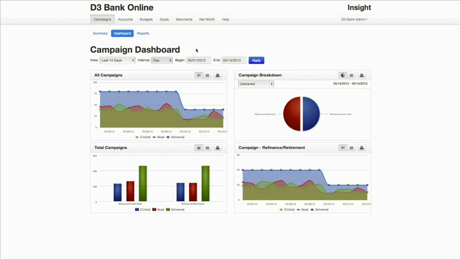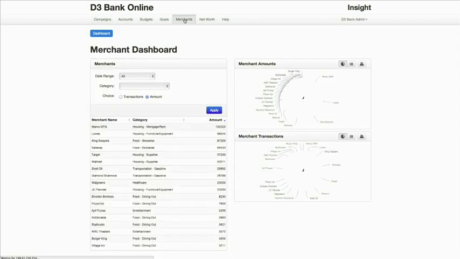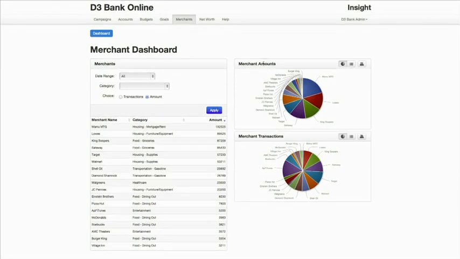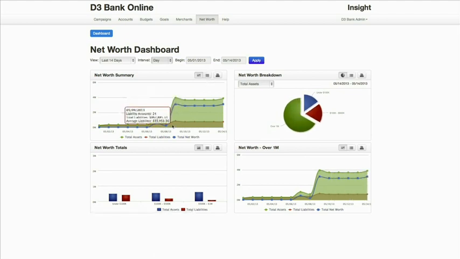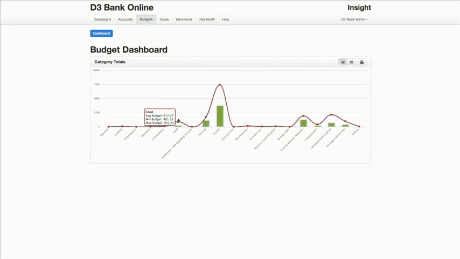First, you can look at aggregated data across your entire user base in the area of merchants. You can see where your customers are spending their money. Maybe that's some associations you can form with those merchants. You can look at their net worth data across your entire customer base. You can look at their budget data, where they're planning on spending their money. You can see goals, what are they saving for?